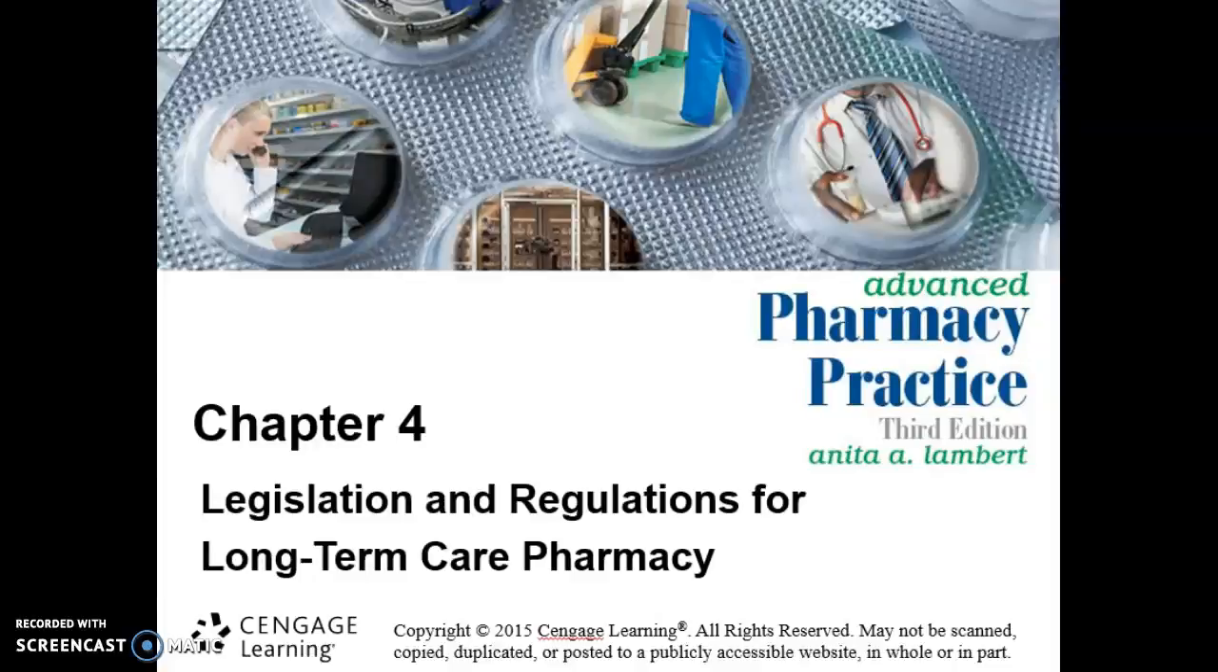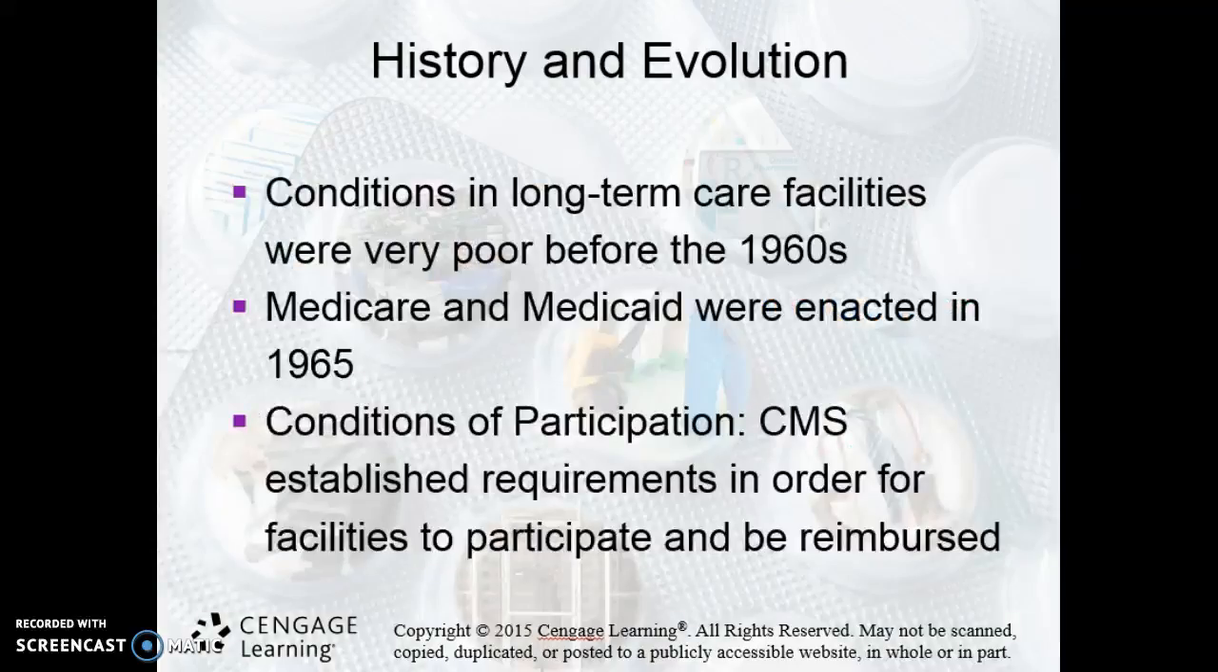This week we are going to be covering Chapter 4. Chapter 4 is all about the legislation and the regulations that surround long-term care pharmacy. As you might expect, this is a very highly regulated area, and the main reason is because in the history of long-term care facilities, the conditions were just deplorable. They were really, really bad years and years ago. And because of that, we have a lot of laws and regulations that have come about since then.